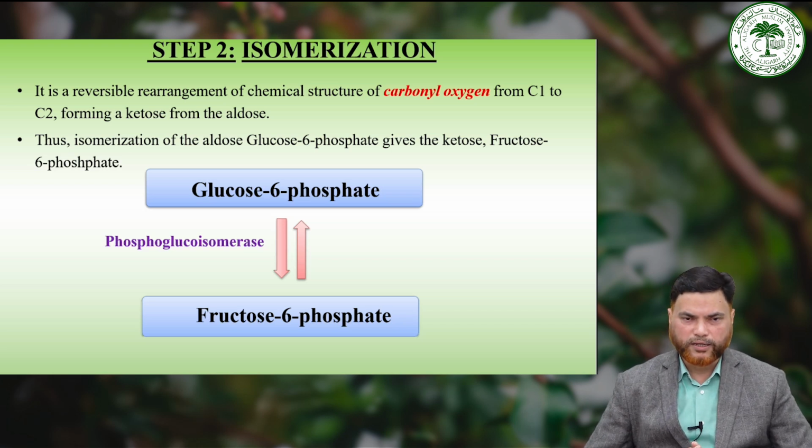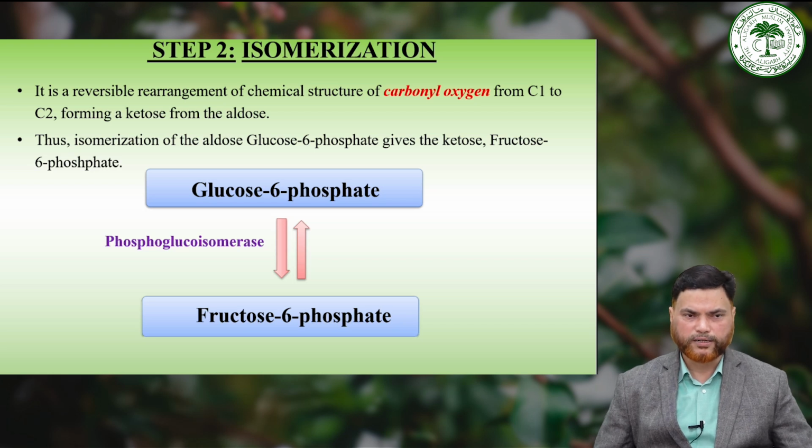So here the main motive is the conversion of glucose 6-phosphate to fructose 6-phosphate, and the enzyme that catalyzes this particular step is referred to as phosphohexoisomerase, phosphoglucoisomerase, or glucose phosphate isomerase. This enzyme plays a very crucial role in converting the pyranose ring of glucose into the furanose ring.